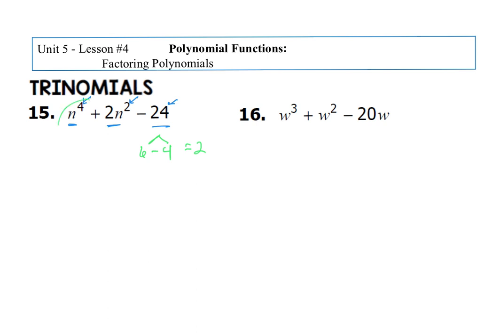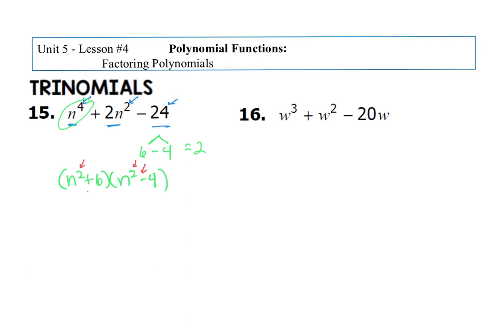So now remember, you're always breaking apart your first term. So when you break apart an n to the 4th evenly, we have an n squared and an n squared. So this is going to be (n squared plus 6)(n squared minus 4). Now when we have a normal trinomial, we're usually done at this point. But you always need to look back. After you've factored something that's squared, inside your parentheses you might be able to factor one of those binomials again. And it will never be the one with the plus sign. It will be the one that has a minus sign in the middle.